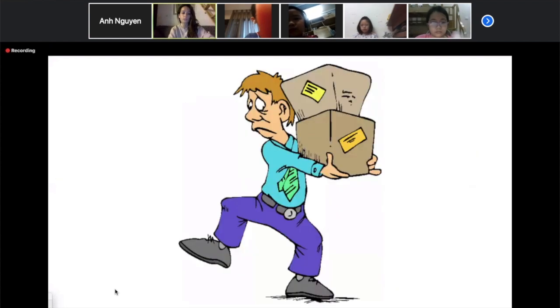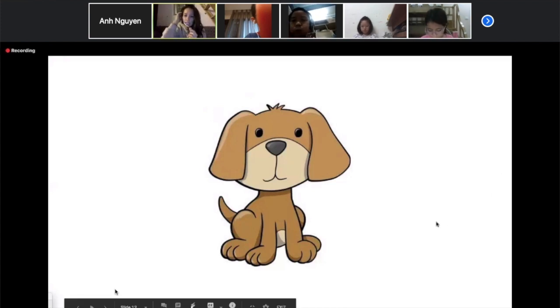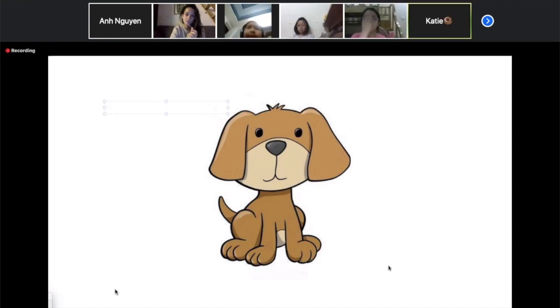So looking at this picture here, can anyone tell me a word that describes this picture using the long E sound spelled Y? What do we think? Katie, can you tell us? I think this dog is. Do you have a word for us? I am going to think about it. Okay, raise your hand when you figured it out. David, tell me. Puppy. Okay, good job.